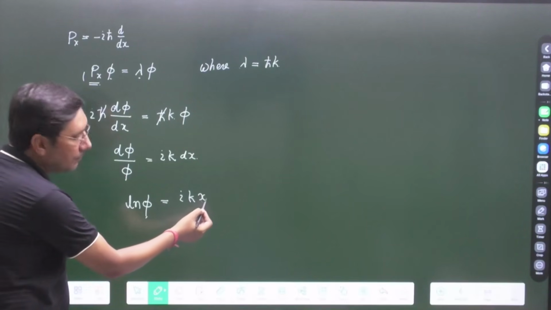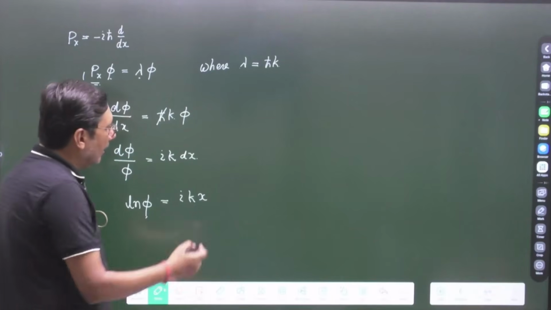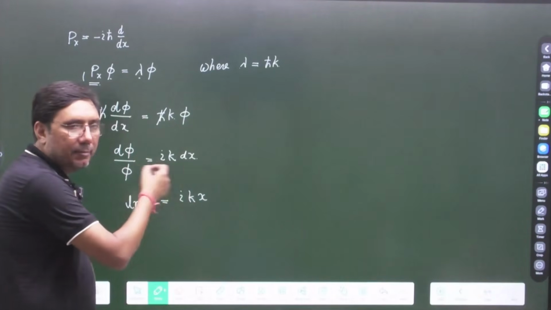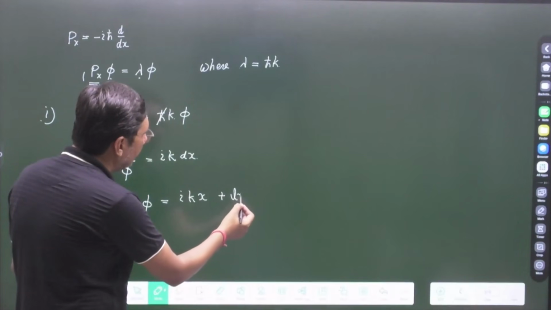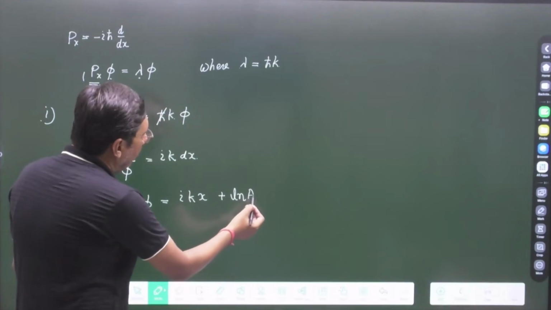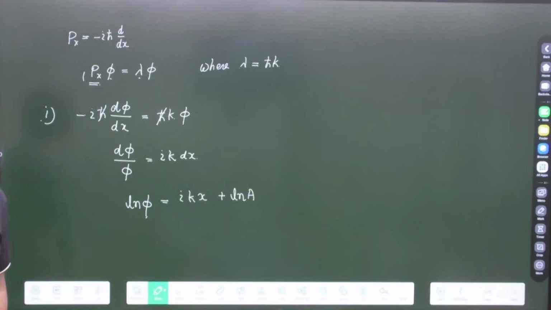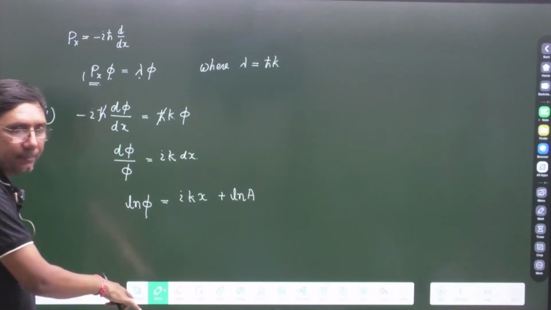Here it will be iota k x, and because we are not providing the limit here, you can use some constant, so I am using log a, where a is a constant. So bring this log a on this side, this will become log phi by a.